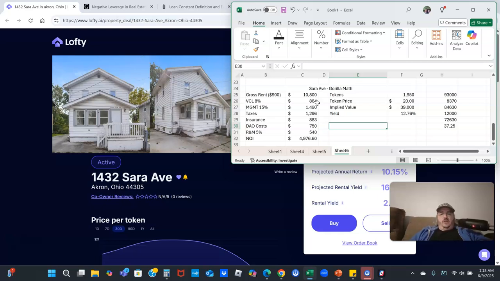This is one of the things that I hadn't really thought a whole lot about. But when we have a fixed DAO cost that's almost a full month's rent every year, that's really hard to overcome on a cheap property like this, right?